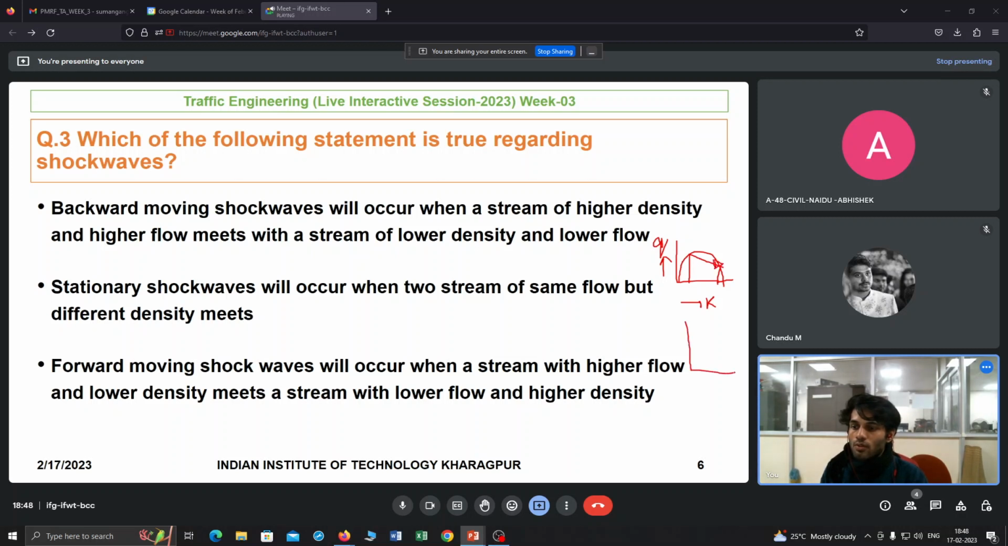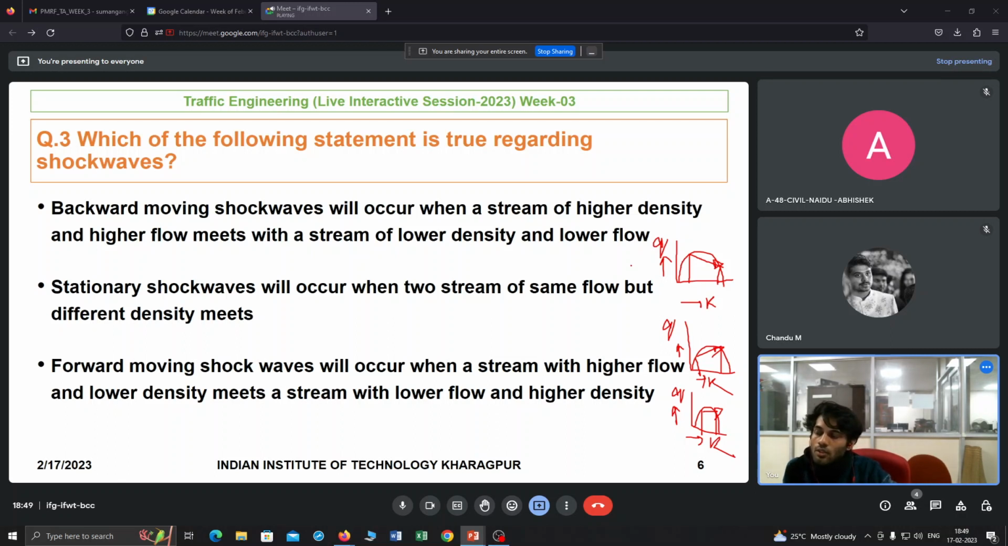Another scenario could be this, where this can be the scenario. Another scenario could be this, right. So obviously it is Q and it is K. Now tell me, there are three scenarios. Which of the following statements is true? Tell me.